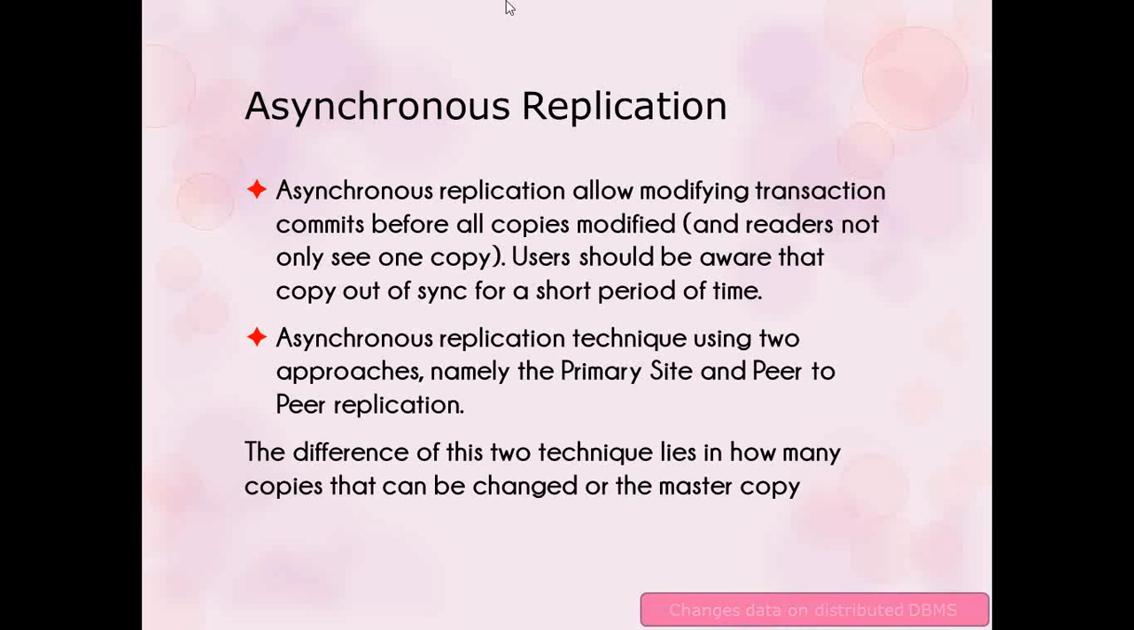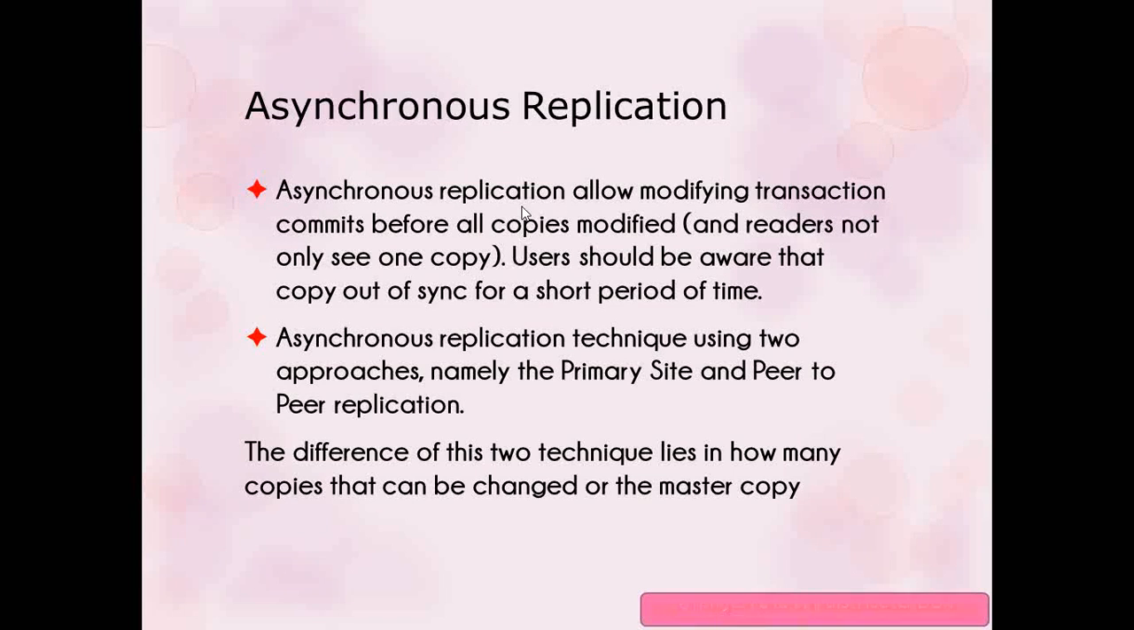Asynchronous replication uses two approaches, namely the primary site and peer-to-peer replication. The difference between these techniques lies in how many copies can be changed, or the master copy. The difference between the two techniques, the primary and the peer-to-peer.